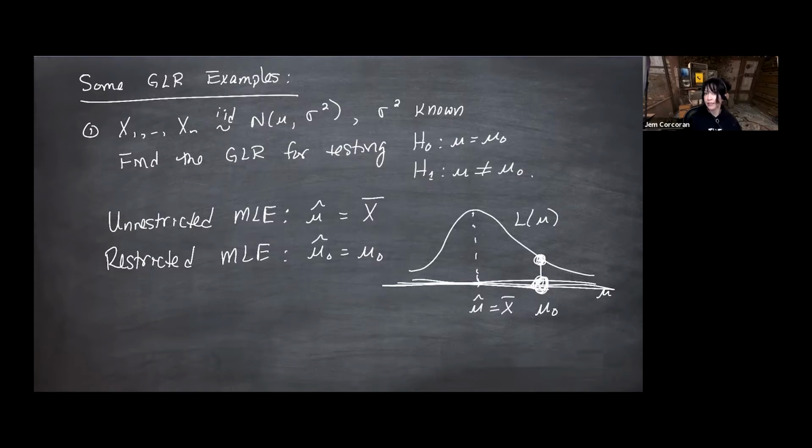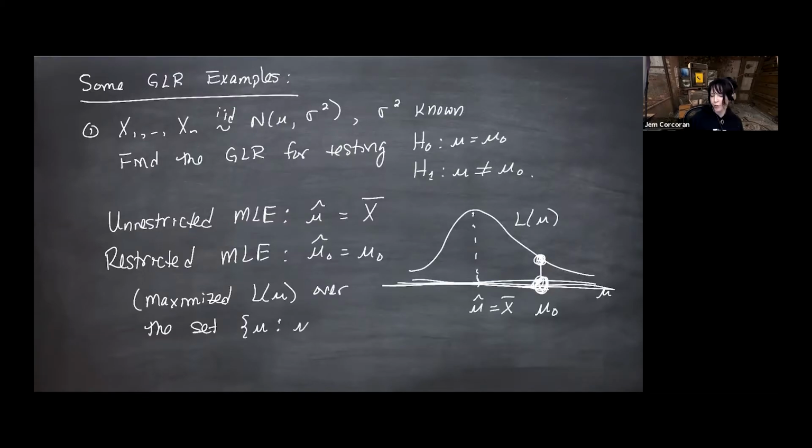Does that make sense? So let me just write that. We maximize L of mu over the set of mu's such that mu equals mu naught. I mean, there's only one value there. It's the max, it's the min, it's everything.